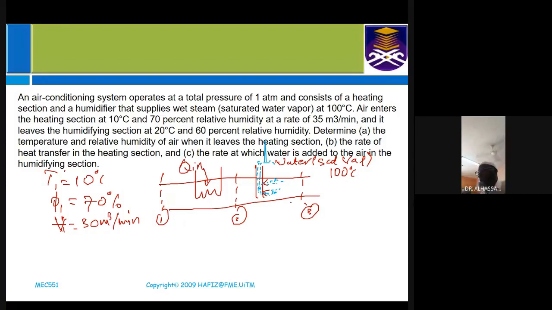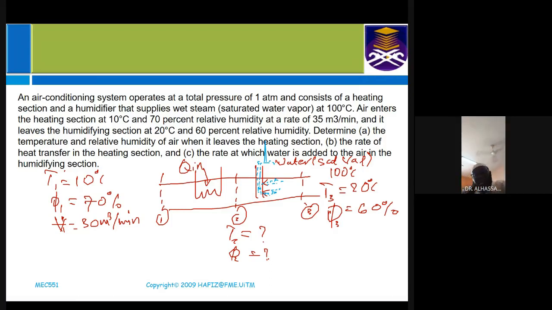The air leaves the humidifying section, which means state 3, with T3 equals 20 degrees Celsius and relative humidity 3 equals 60%. Determine the temperature and relative humidity of air when it leaves the heating section. So T2 we don't know, and relative humidity 2 we also don't know. We want to determine these.